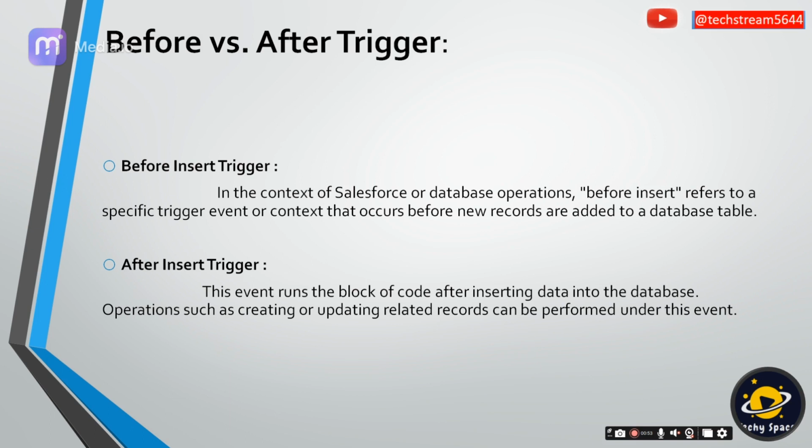Next one is an after insert trigger. This event runs a block of code after inserting the data into the database. So operations such as creating or updating related records can be performed under this event. In simple words, this event occurs after new records have been successfully inserted into the database.